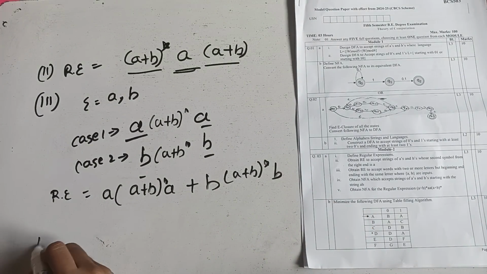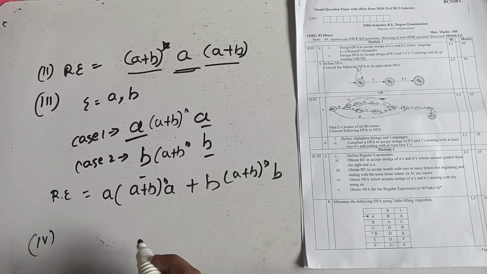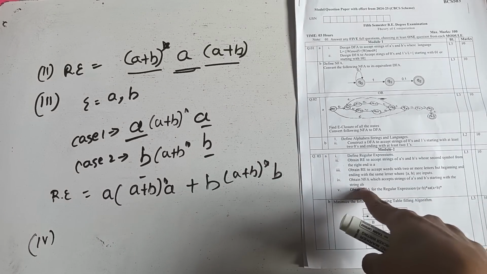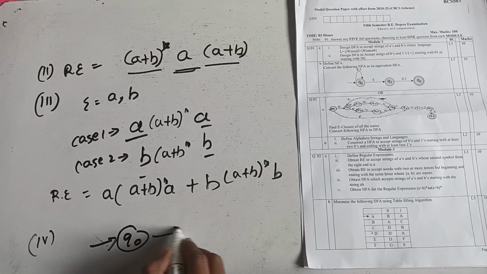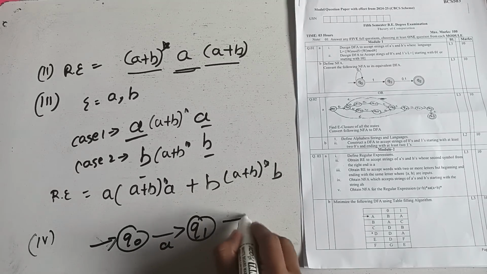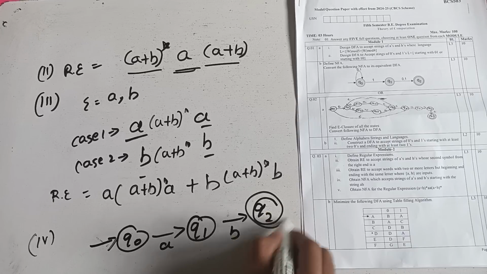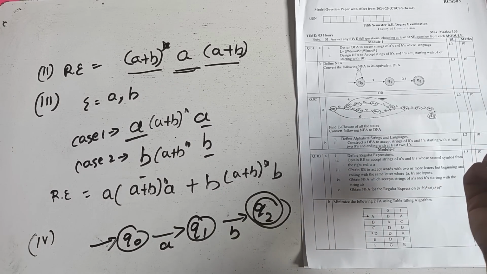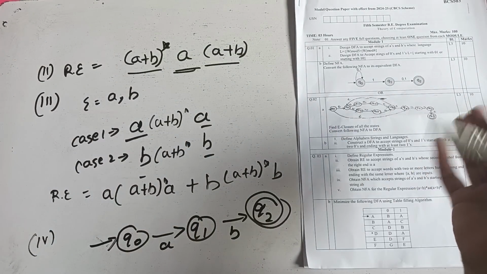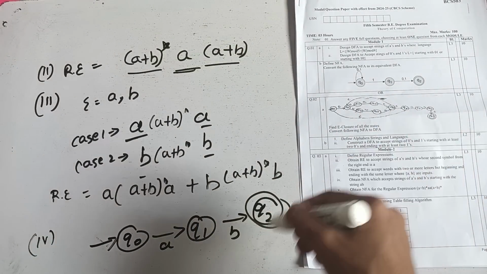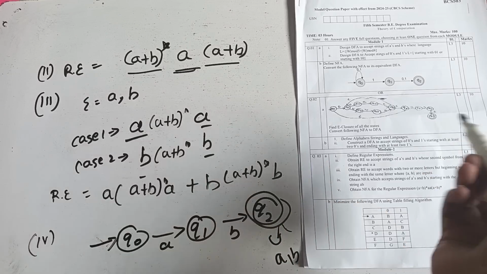Okay. Next, fourth one, obtain an NFA to accept strings of A's and B's starting with the string AB. Okay, starting with the string AB. So first Q0, A, Q1, B, Q2. In a DFA we need to write every input to each state, but there is no such condition here. We should start with AB and we can write the final one.